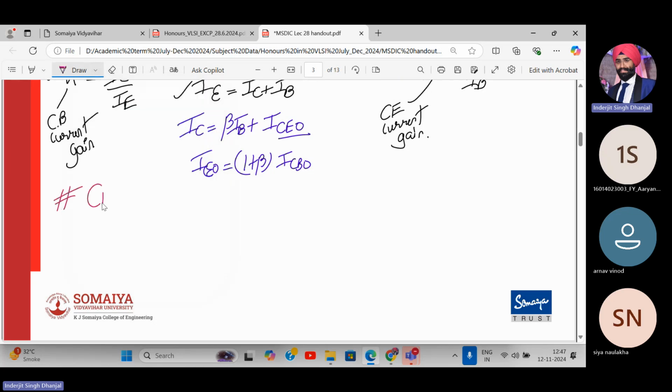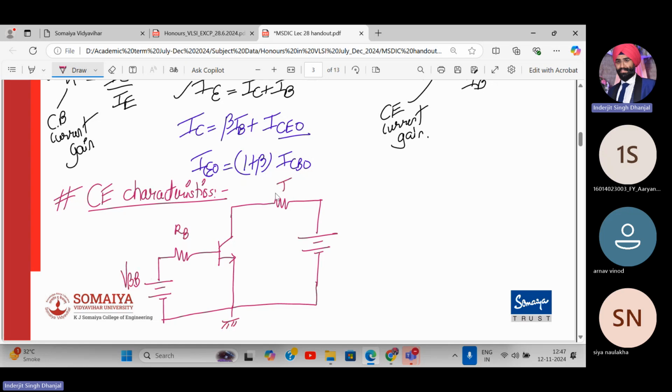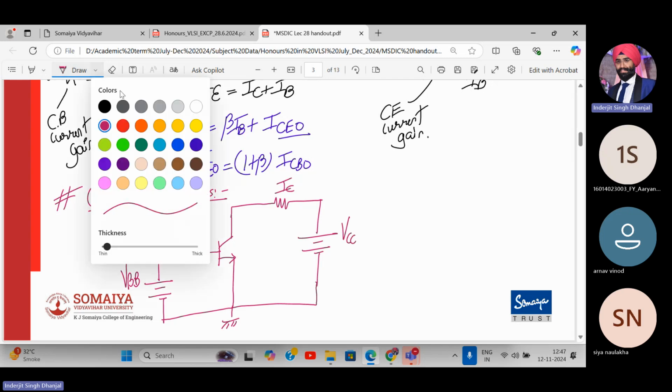So we have common emitter characteristics upcoming. We will discuss this quickly and then go to the physics of it, why it is related. For common emitter characteristics, we have the BJT over here, then a resistor and a power supply over here, and similarly a resistor and a supply over here. It's in the common emitter configuration. This is grounded. This will be VBB. This is RB. This is IC, and this is VCC. How are the three currents flowing?